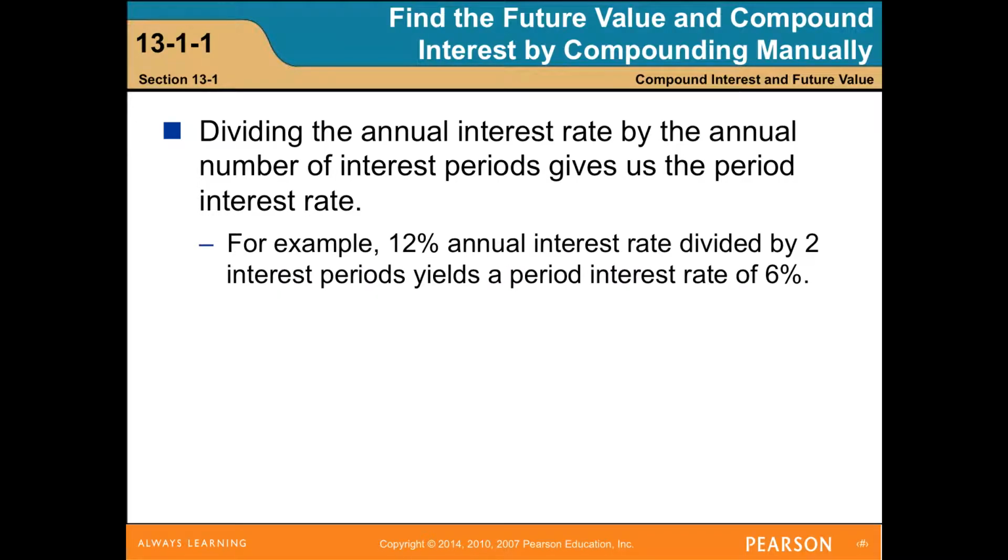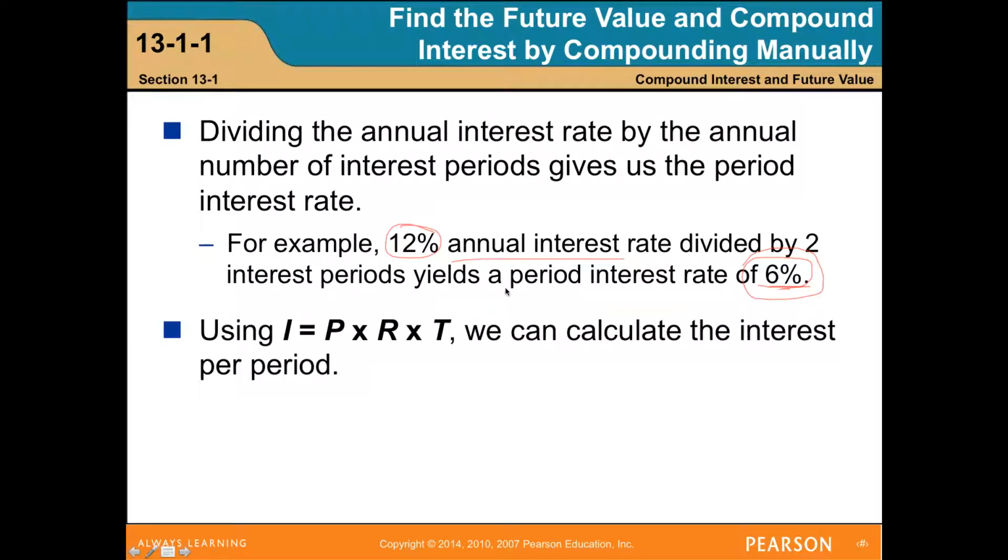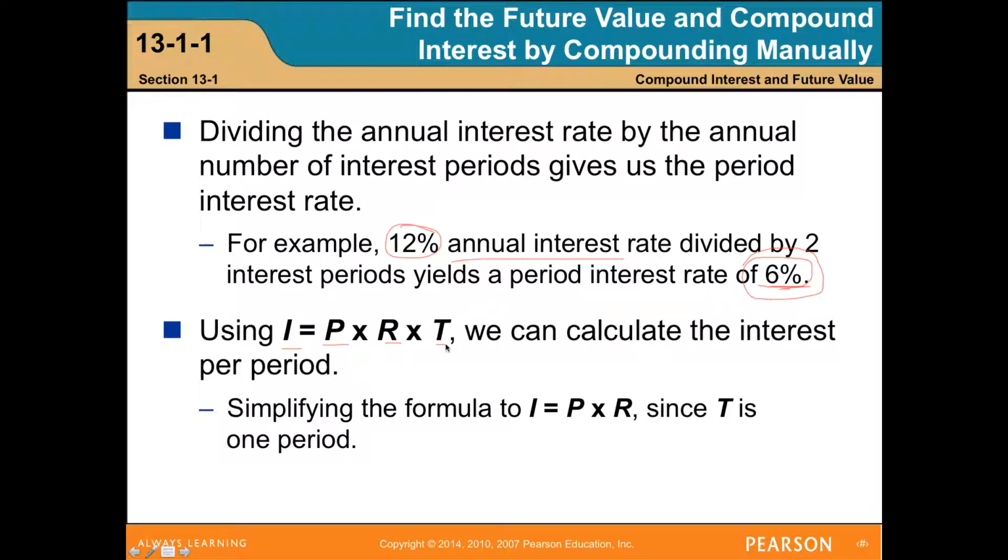Just to give you an example, a 12% annual interest rate divided by 2 interest periods yields a period interest rate of 6%. So this means, let's say that there's a 12% annual interest rate and it compounds twice a year, right? That's important because half of a year is 6 months. So every 6 months, you're going to be assessed the 6% compounding interest, which is not the same as just saying 12% annual. So using the I equals P times R times T formula, we can calculate the interest, period, principal, rate, and time. So that's what we need. Simplifying the formula to I equals P times R since T is one period.